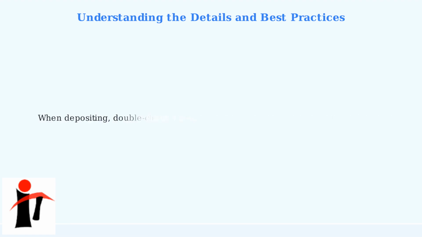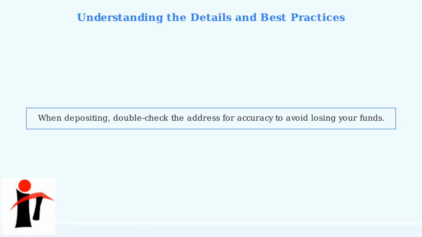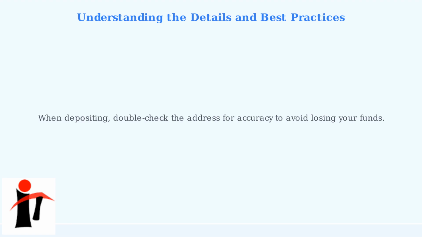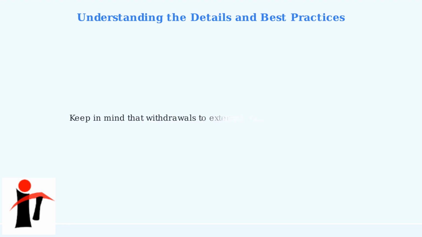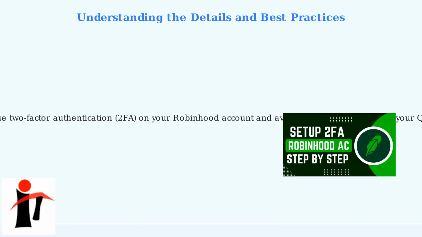When depositing, double-check the address for accuracy to avoid losing your funds. While Robinhood holds your BTC custodially, meaning they control the private keys, they implement strong security measures. Keep in mind that withdrawals to external wallets may be restricted. For security, use two-factor authentication, 2FA, on your Robinhood account and avoid sharing screenshots of your QR code online.